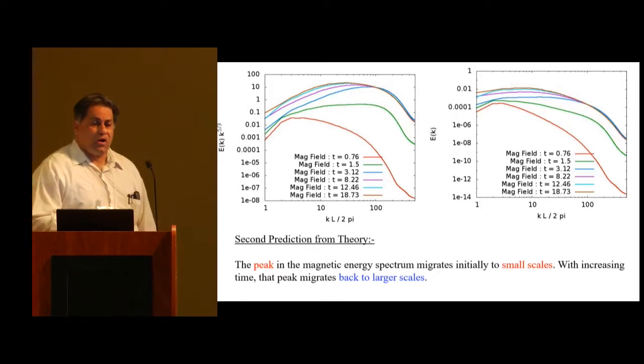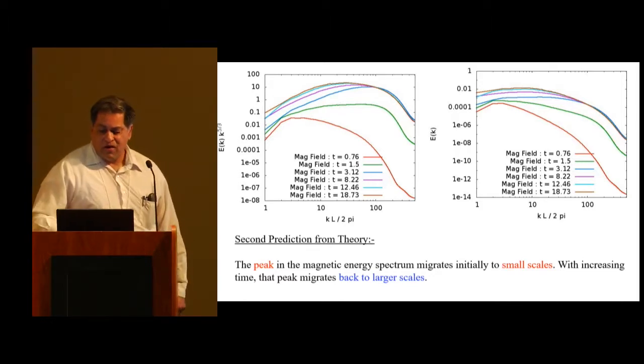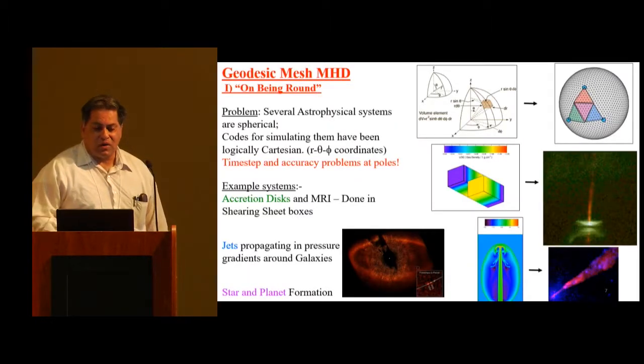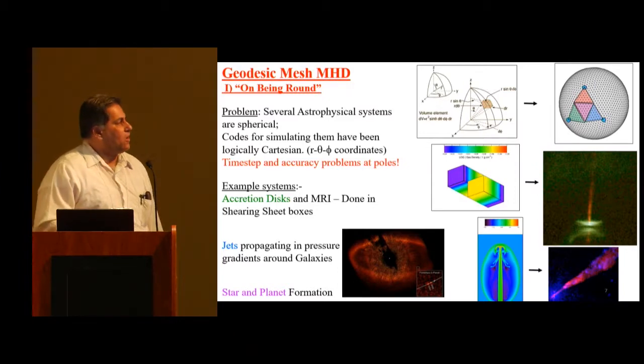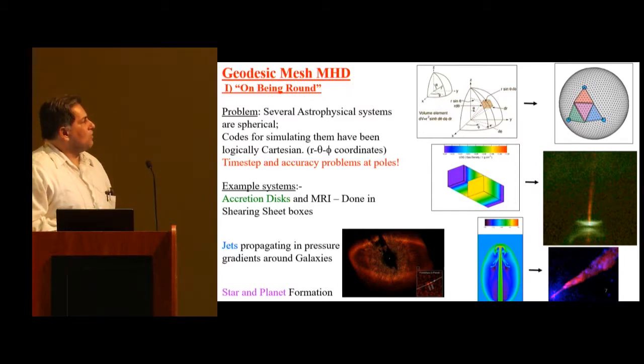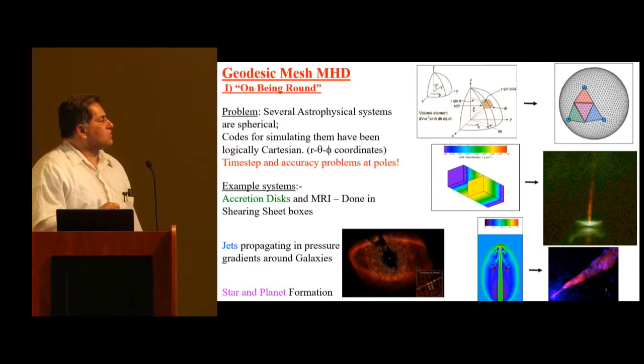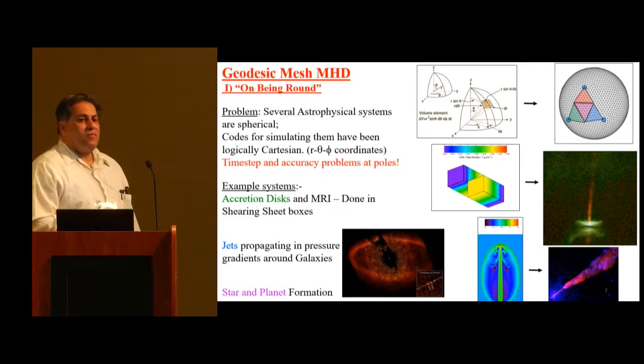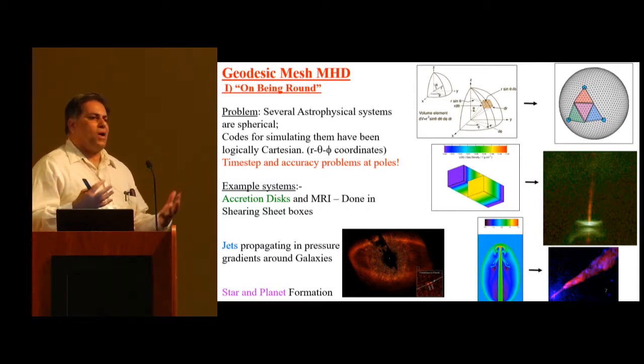Now, I could keep going on about this topic, but there's another topic that is very near and dear to my heart, which is why I like to talk about it. The first of these papers in this series has been published in Monthly Notices, so I'll urge you all to look it up. And that topic is that astrophysical systems tend to be round.